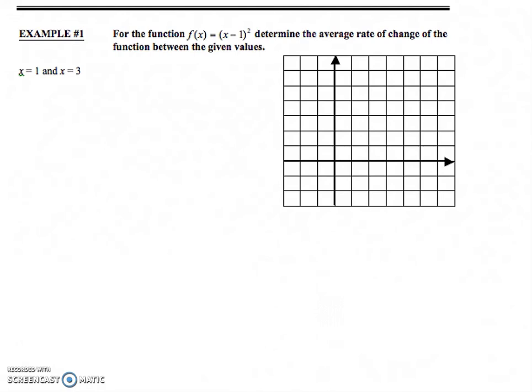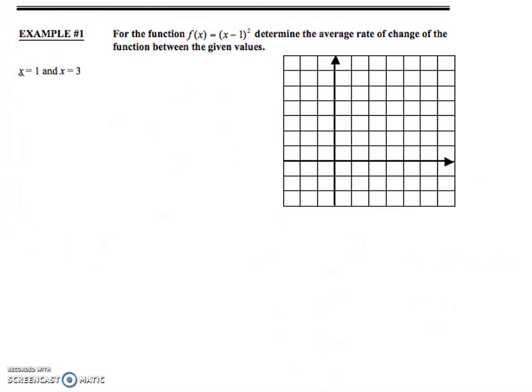So our next example here, we have the function f of x equals x minus 1 squared. We're supposed to determine the average rate of change of the function between the values x equals 1 and x equals 3. So first, I think it would help us if we made a little graph so that we can actually see a picture of what this function f of x looks like.